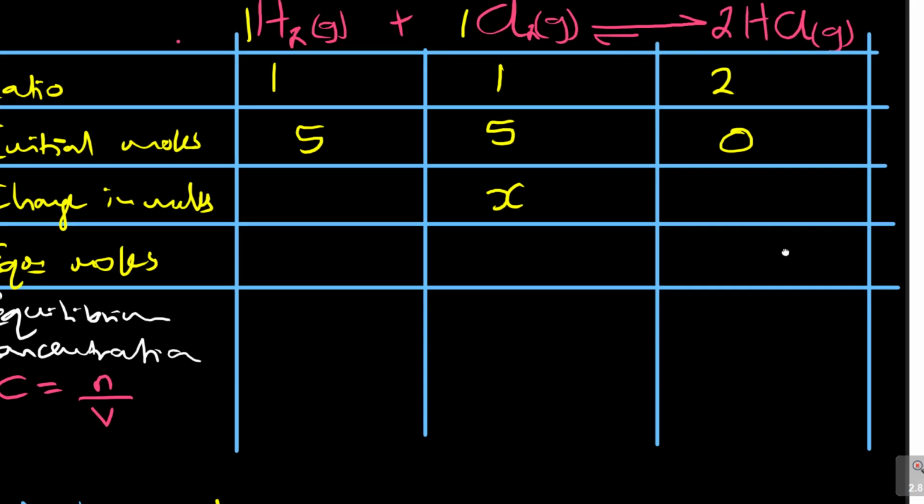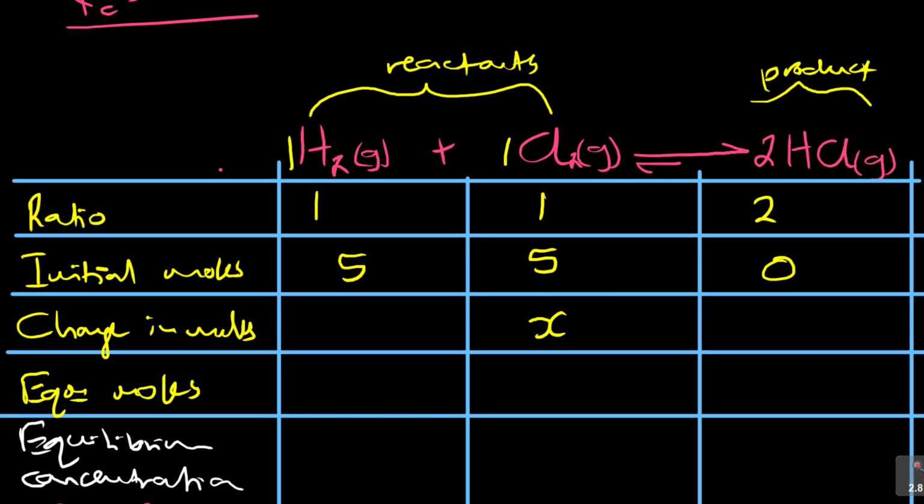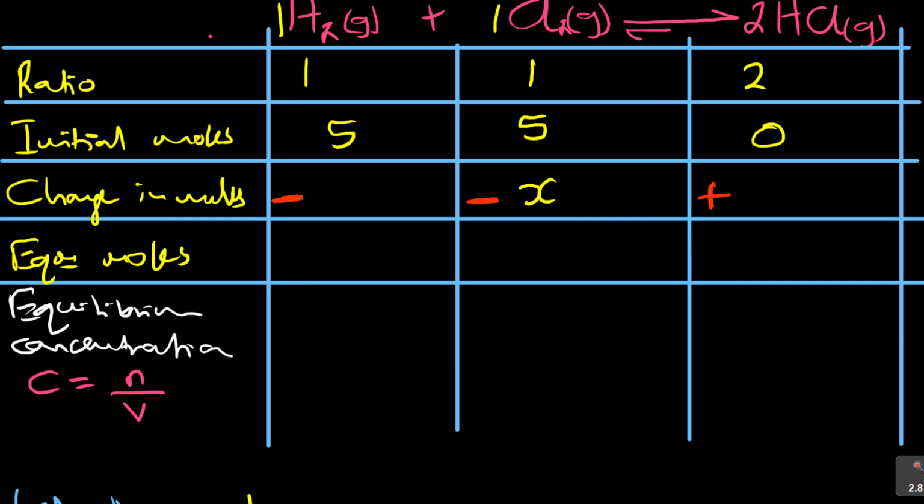Now look at this. Since this reaction is going this direction, where are we going? From reactants to products. You agree with me? Then it means initially you'll have 5. But now when the change is happening, there is a negative, it starts going down. The change here is negative, it starts going down. But the hydrochloric acid goes up, it's positive. As long as the reaction is going to the right, you must know it's negative on the reactants, it's positive on the products. So what am I gonna have on 5 and x? I'm gonna have an expression which says 5 minus x. See that? Because I need to find the equilibrium moles.